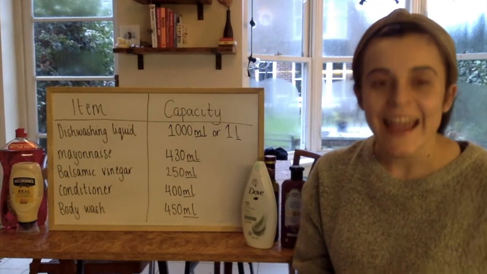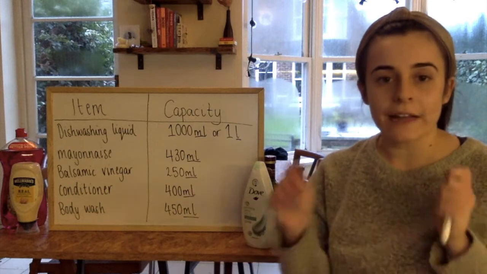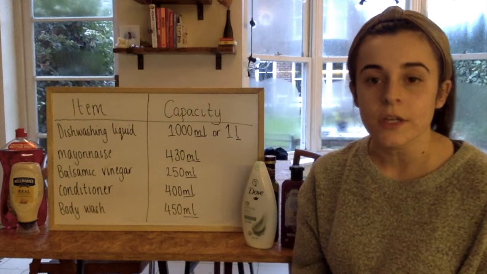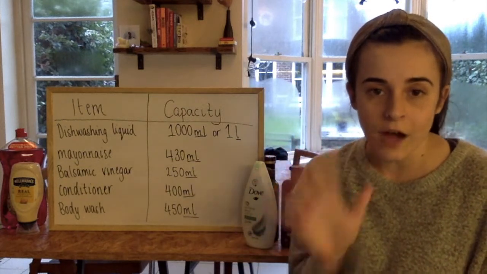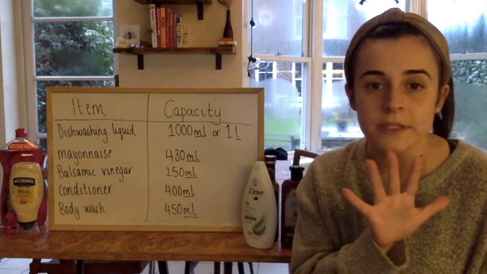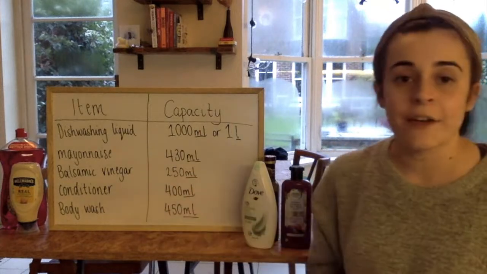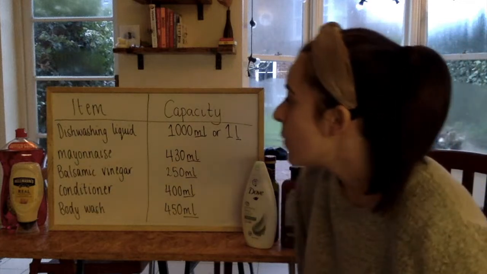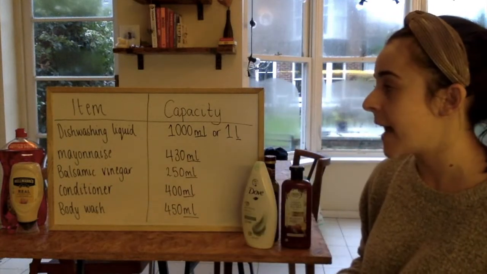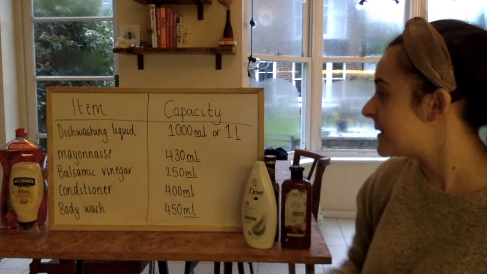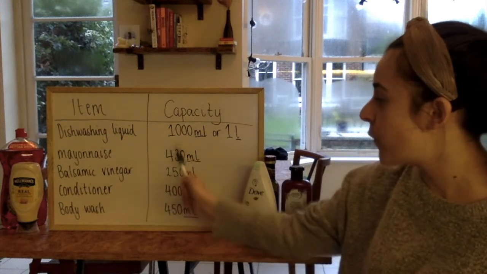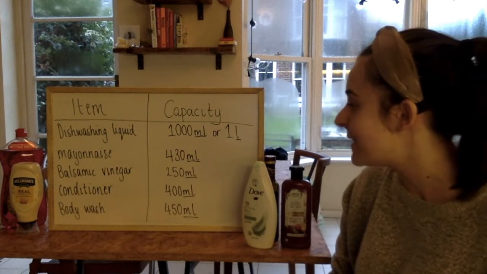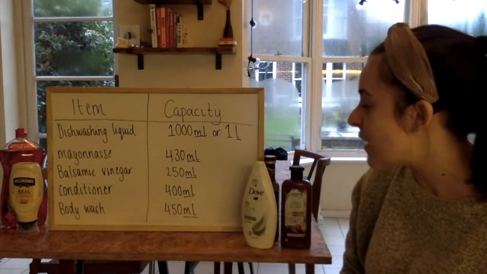Okay, we're back, and we should have on our little piece of paper or our tablet or whatever it is that you're recording your answers on, your 5 liquid items and the capacity of them all written down. So if we have a look back to mine, we can see that my dishwashing liquid was 1,000 millilitres. My mayonnaise was 430 millilitres. My balsamic vinegar was 250 millilitres. My conditioner was 400 millilitres.